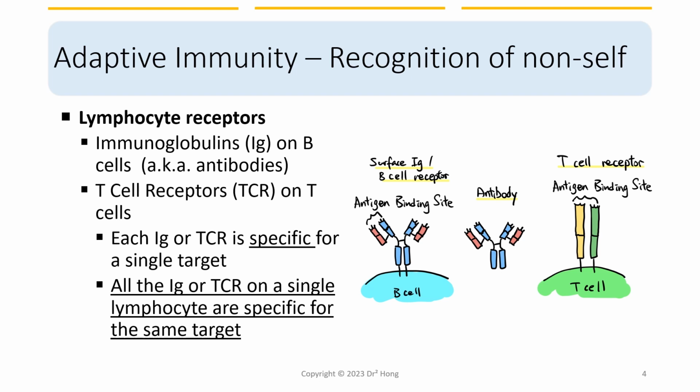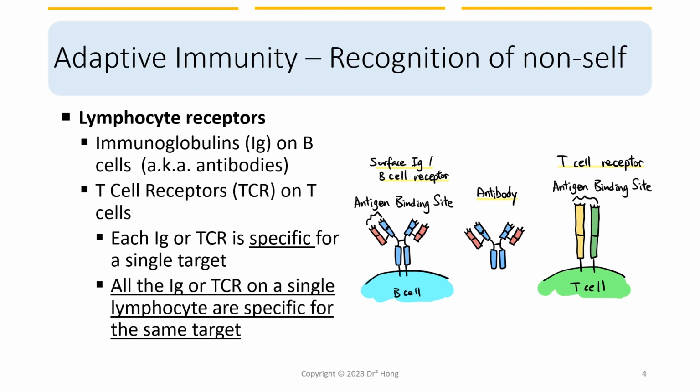Look at the figure there. The only difference is that antibodies are a soluble form that you can find in your plasma, but membrane-bound receptors on the B cells, like the name says, are on the surface, not freely floating. On the T cell side, you also have specific T cell receptors, and no matter if they are T cell receptors or membrane-bound Ig, they are always very specific for a single target.